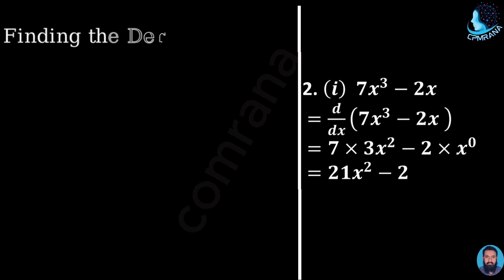Let's solve this derivative problem step by step. We're asked to find the derivative of 7x cubed minus 2x. To solve this, we'll use the power rule of derivatives. The power rule states that when we take the derivative of x to the n power, we multiply by the power n and then reduce the exponent by 1.